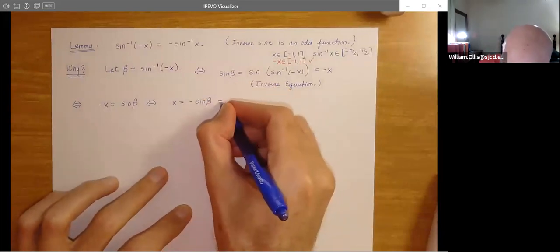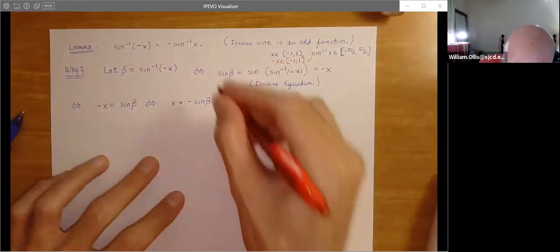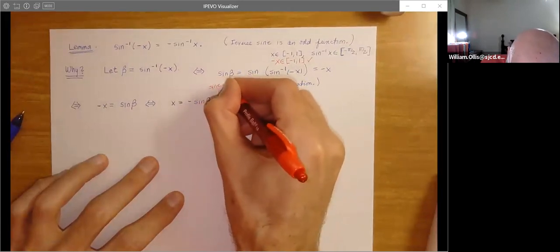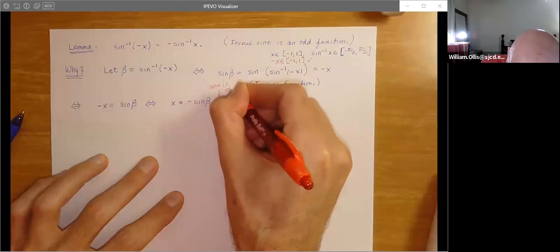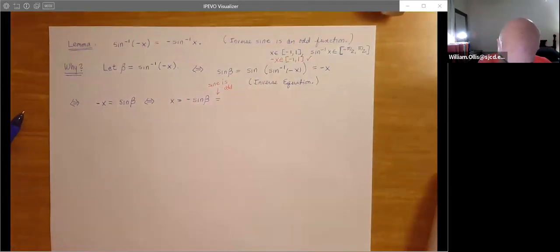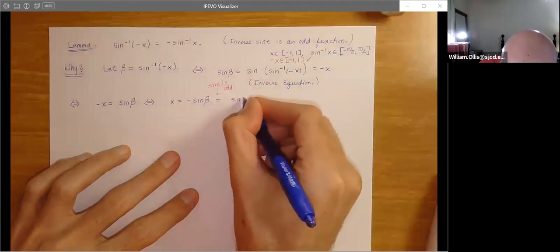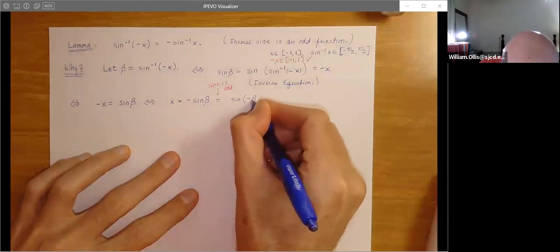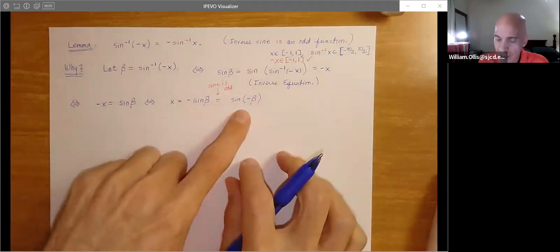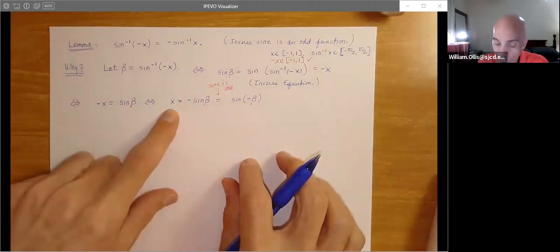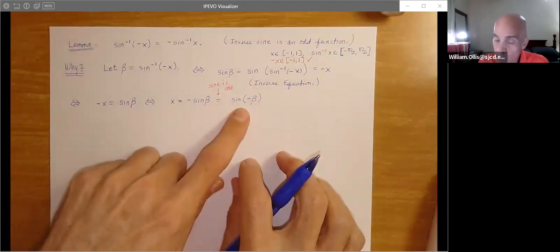So this will be, and I'll write this in red, sine is odd. So this will give us sine. Maybe I should have done this one first, but I got your attention. So we use the fact that the sine function is odd. Now we've got x equals the sine of the additive inverse of b.